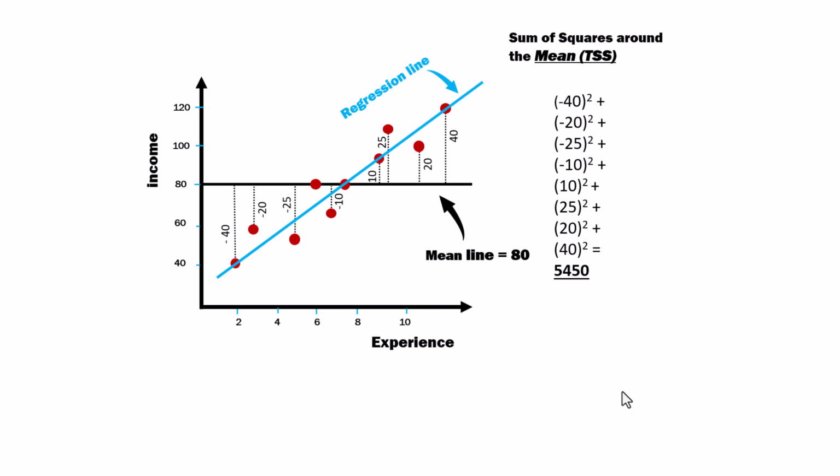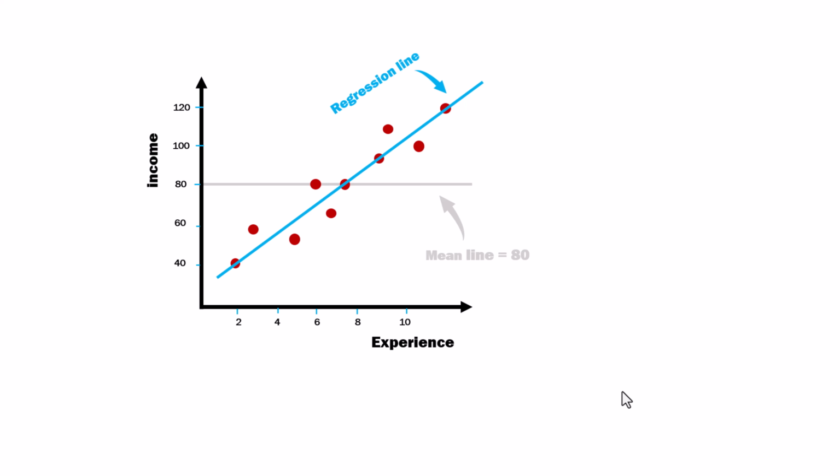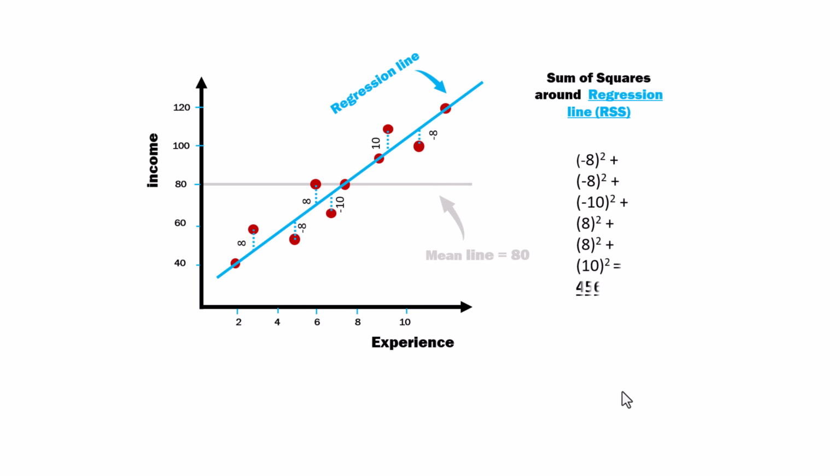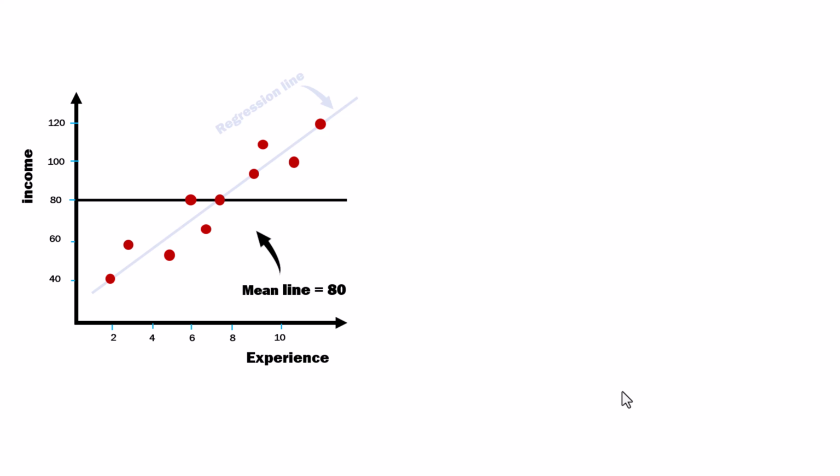This line follows the linear trend of the data. To see how much better this line fits, we calculate the sum of squares again. But this time, we measure the distances from the data points to our new blue regression line. This is the residual sum of squares. In our example, the RSS drops significantly to just 456. Visually, the blue line clearly fits the data better than the mean. But by how much? This is where R squared comes in.